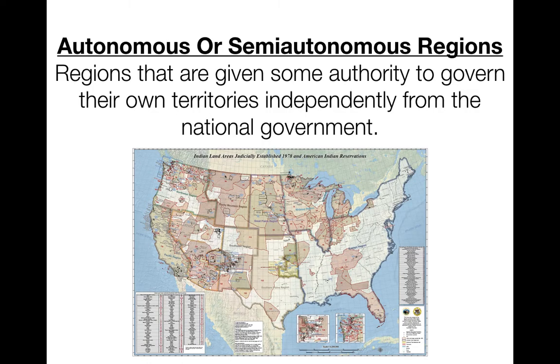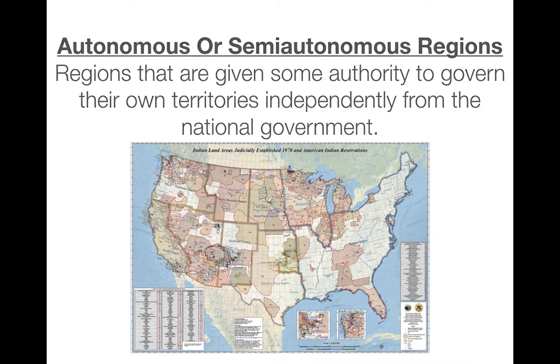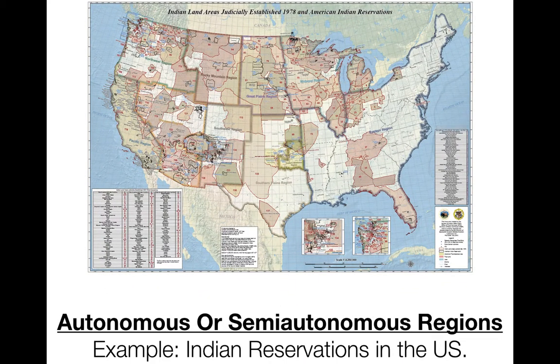Okay, now additionally, within sovereign states, there may be autonomous or semi-autonomous regions. These are regions that are given some authority to govern their own territories independently from the national government. So an example of that in the United States are Indian reservations, who have autonomy within their reservations, but they do not have sovereignty because they are still part of the United States, and ultimately the United States has sovereignty even over these lands. An example of this would be the DAPL Dakota Access Pipeline and the protest that occurred there because indigenous people were not being given sovereignty over their lands.